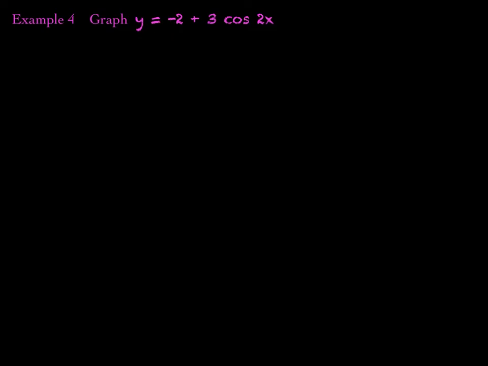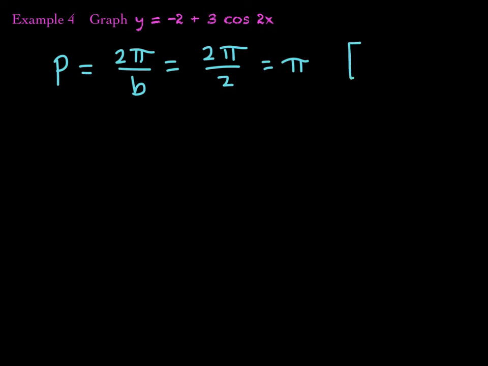All right, the first thing we're going to do is find the interval over which it completes one period. The period is 2 pi over b, remember that. So in this example, it'll be 2 pi over 2, which is pi, right everybody? 2 is your b value. Now, I want to say something here. The interval over which it completes one period is 0 to pi.